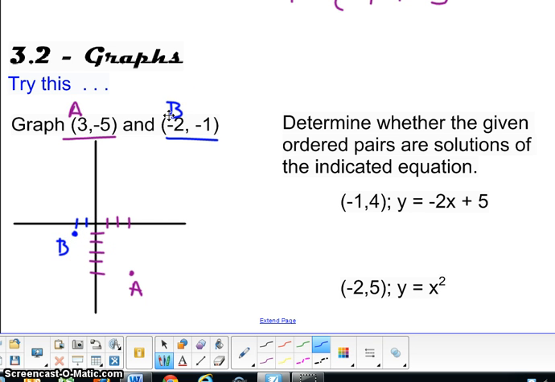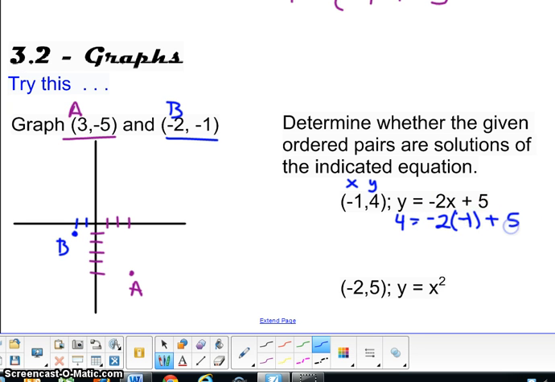Okay, so again, you're just remembering things that you've done before. Plotting points is one of them. Determining whether given ordered pairs are solutions of the indicated equation is another. So keep in mind when you do these type of problems that this is your x value and this is your y value. So it's just going to be like a substitution problem. So 4 is going to go underneath the y, and -1 is going to go underneath the x.